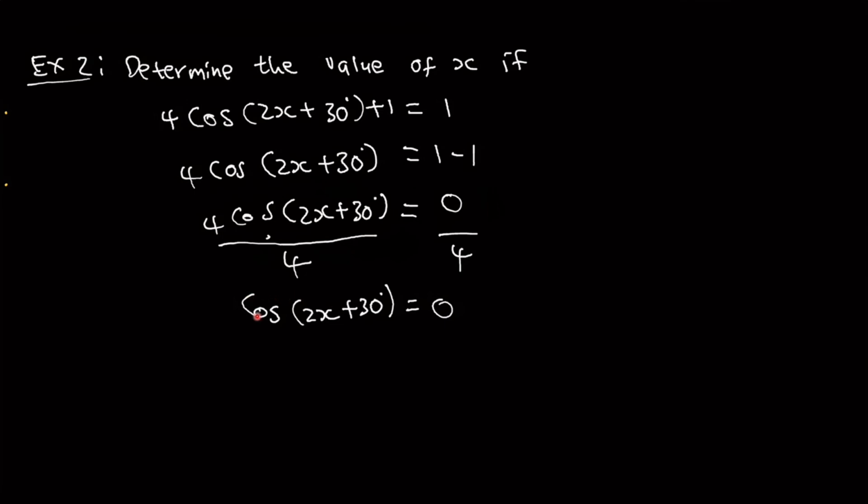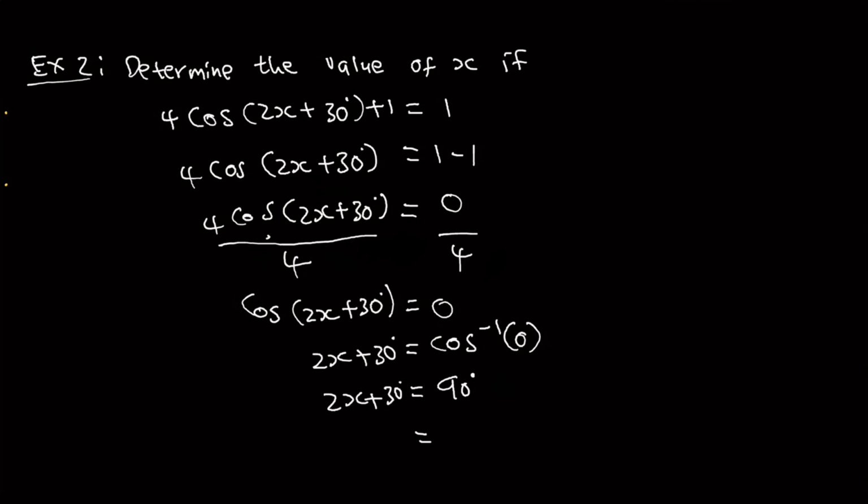The only way to eliminate cos is to take it across to the other side. When it crosses to the other side, it becomes arc cos. So it's going to become arc cos 0. This side I'll be left with 2x plus 30 degrees. Now, when you punch arc cos 0 into your calculator, what do you get? You get 90 degrees. So this side you have 2x plus 30.